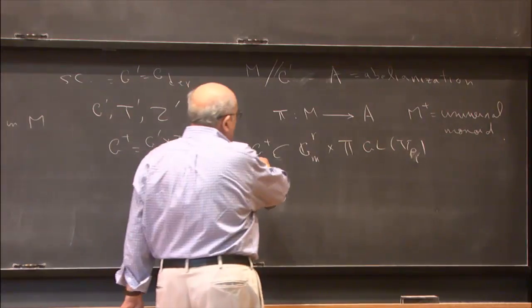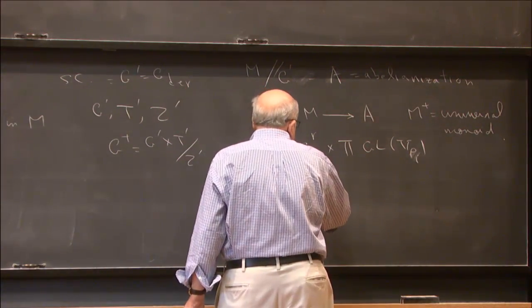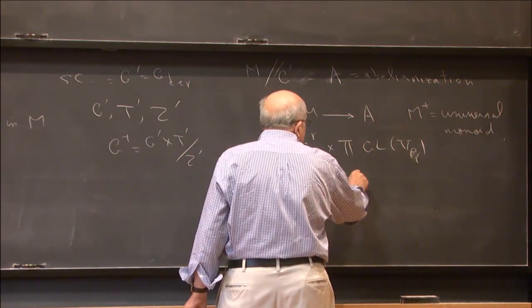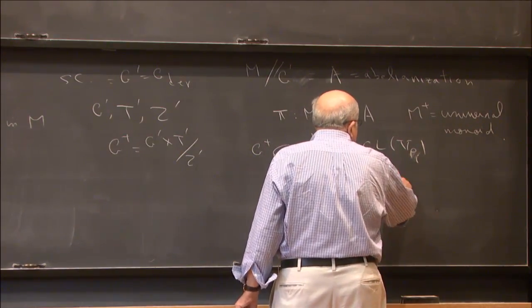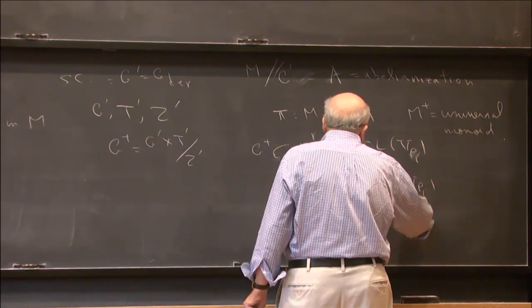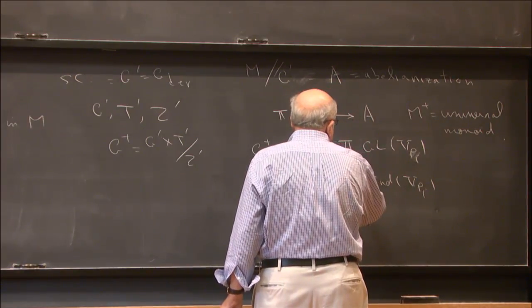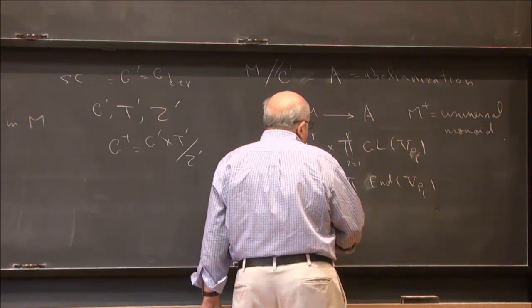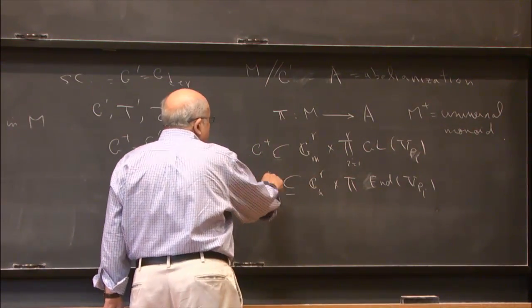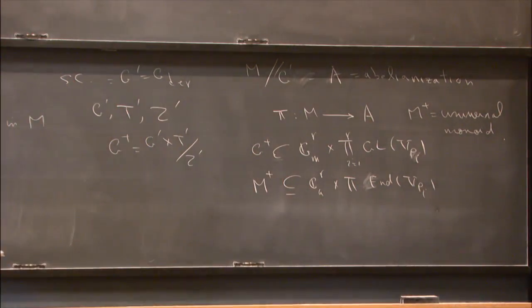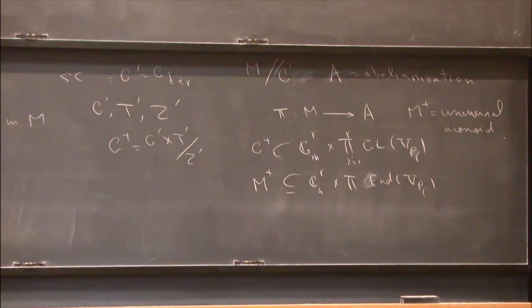And then you take the closure of this, and then of course you have Ga to the r, and you have the product of endomorphisms of V rho i. These are all fundamental weights. And you find the closure here, and that will be denoted by M plus. This is M plus.